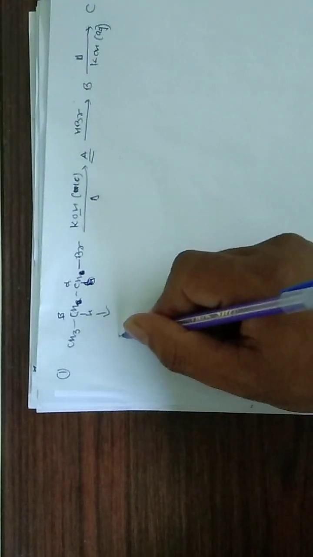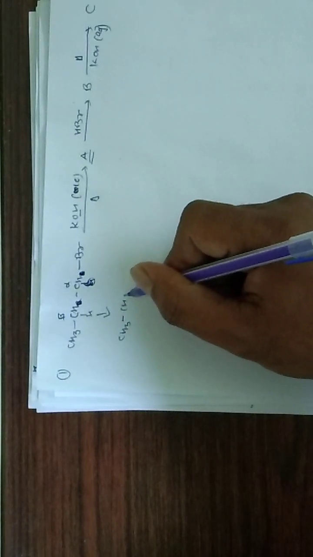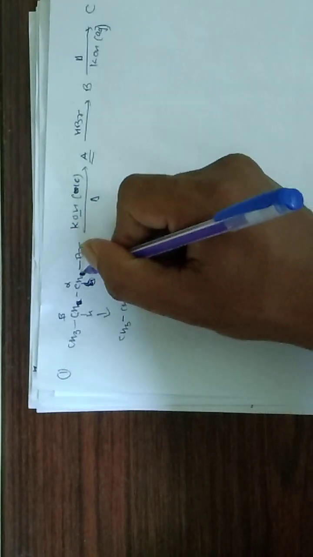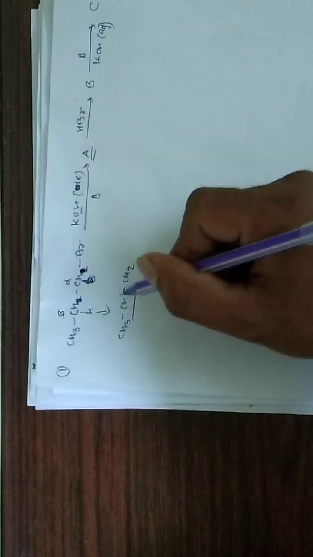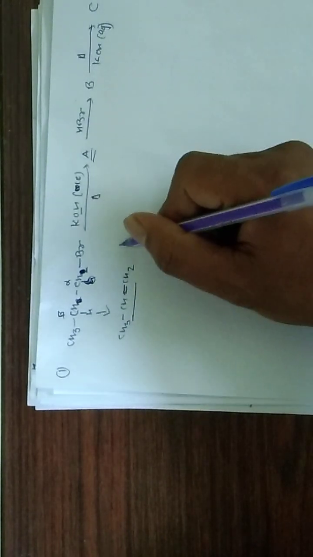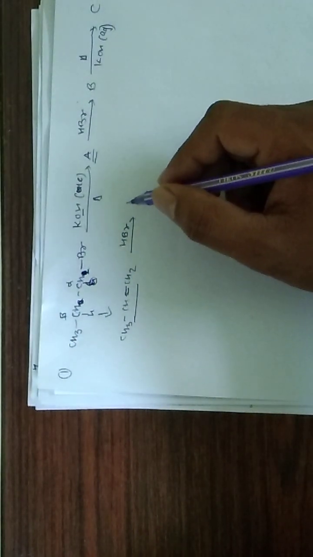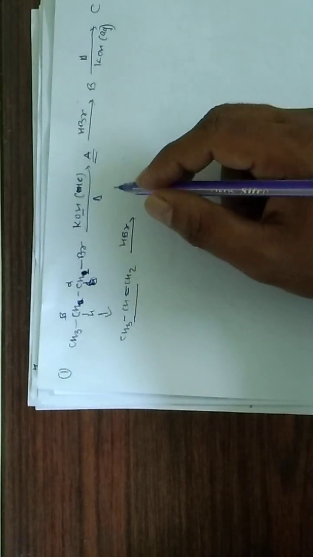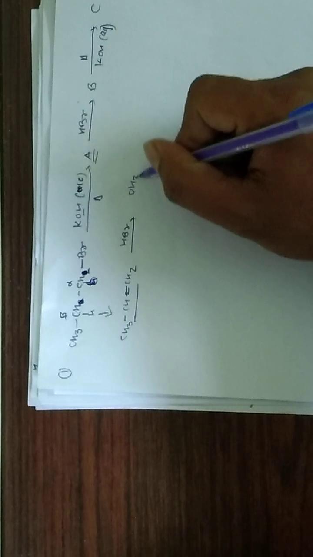The product A will be propene, CH3CH=CH2. And when any alkene is reacted with a halogen acid, what will be formed? Here the Markovnikov addition of H plus and Br minus occurs. So here what will be the product?